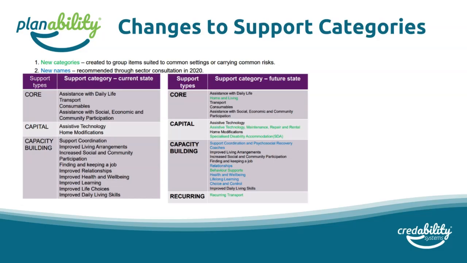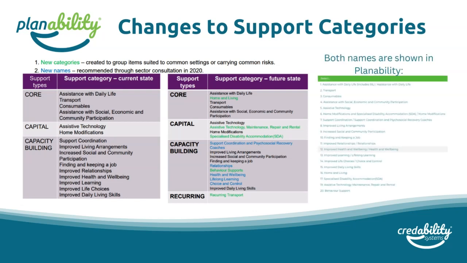There are some additional categories to be aware of, and some items have moved. The new categories are shown here in green. And just as an example, if you were looking for assistance with daily life, the 800 codes, they have moved to the new category 16, Home and Living. The categories highlighted in blue have been renamed, and you will see this reflected in Planability.